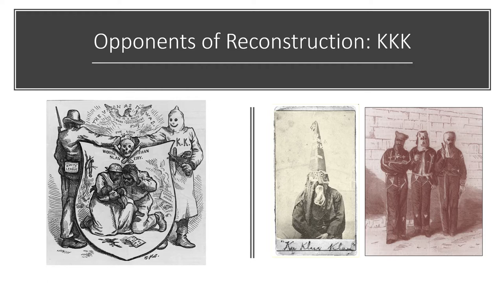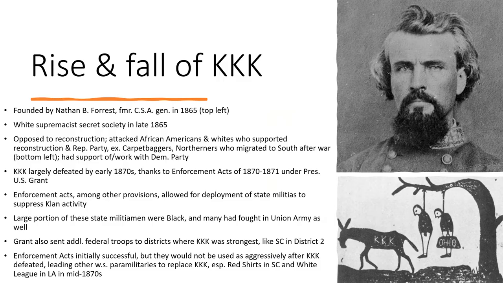Here are some images of what KKK members looked like in the Reconstruction era. You can see their garb is different than Klansmen in the 20th century. The KKK was founded by Nathan Bedford Forrest, a former Confederate general, also a former slave trader. And Forrest was a very controversial figure in the Civil War. We talked about Nathan Bedford Forrest and some of his actions during the Civil War in a previous video.